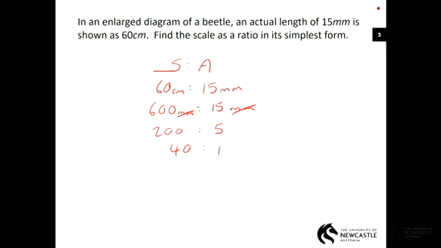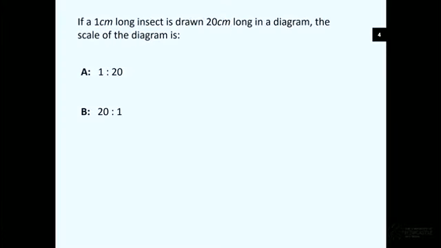Okay, so hopefully not too much of a stretch, that stuff. But let's just look at this left-right thing. If a 1 centimetre long insect is drawn 20 centimetres long in a diagram, the scale of the diagram is, clearly it's 20 and 1. All these ratios are 20 and 1. When you're going to do this, you're either going to times by 20 or divide by 20. And normally it's obvious, okay? But just reading it that way.